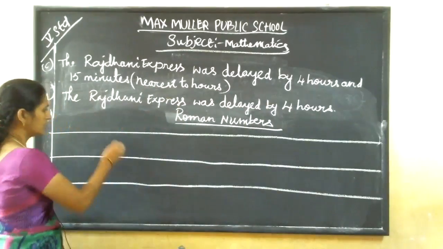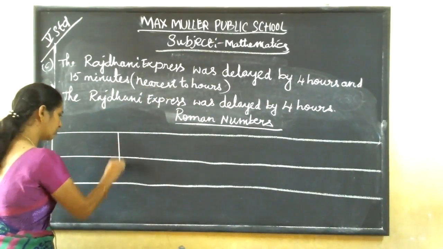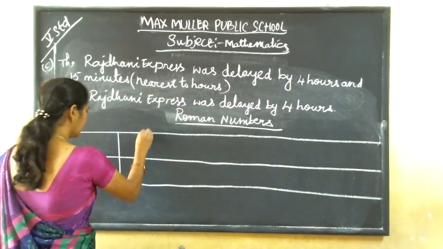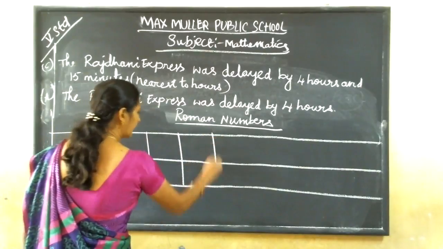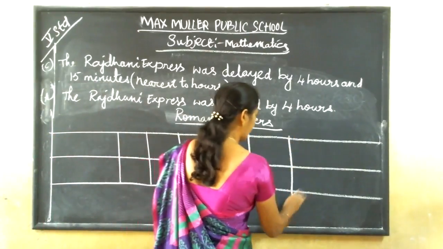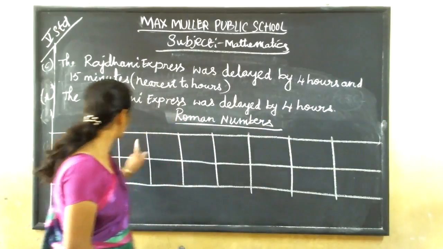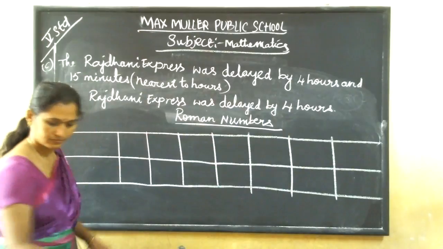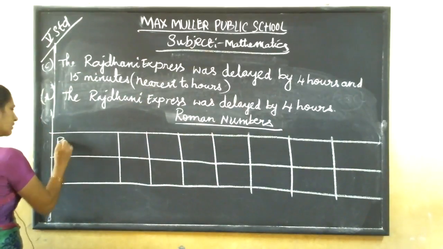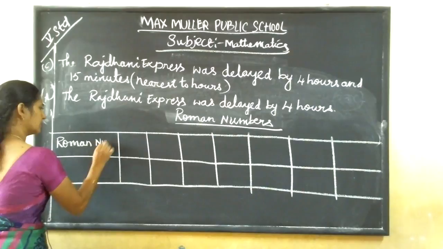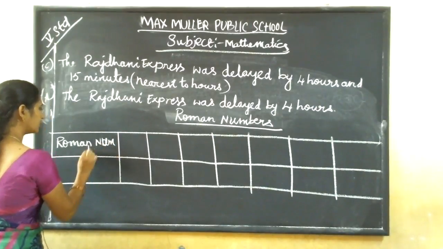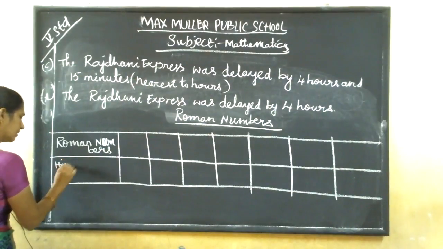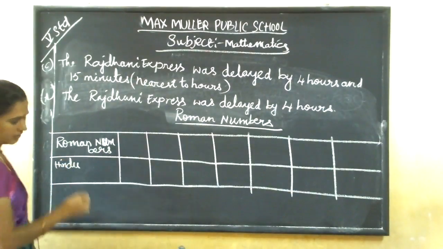Okay, everybody, the worksheet also I have given through PDF. I think everybody has taken it. Okay. 1, 2, 3, 4, 5, 6, 7. Okay. So, first box, Roman numbers. Next, Hindu Arabic numerals.